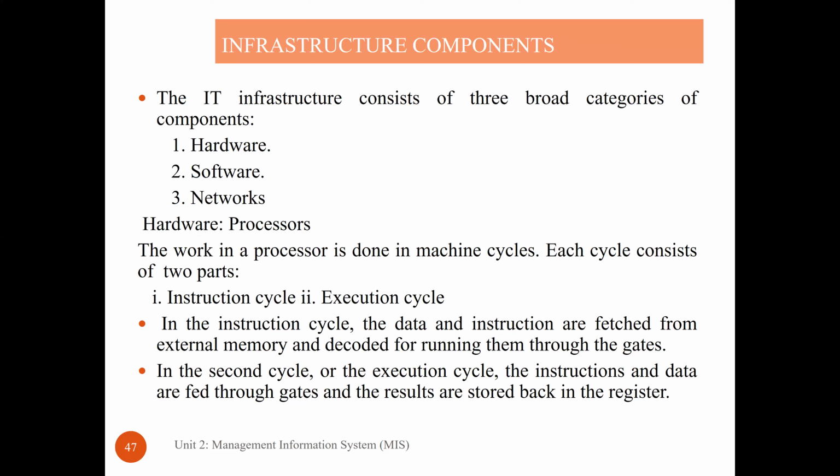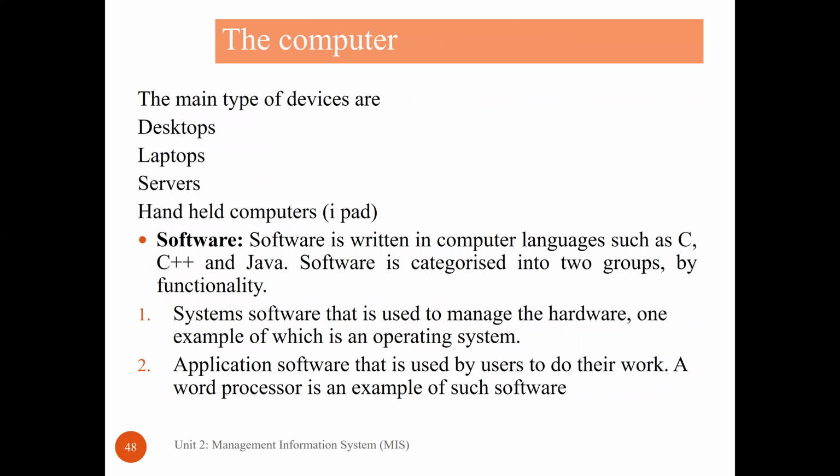Each cycle consists of two parts: the instruction cycle and the execution cycle. In the instruction cycle, the data and the instructions are fetched from the external memory and decoded for running them to the gates. In the second cycle, the execution cycle, the instructions and the data are fed through the gates and the results are stored again to the register. That is the hardware. In the hardware, the main types of devices are desktop, laptop, servers. You know all the desktops, laptops, and servers. Then handheld computers. Then we'll go through the software.